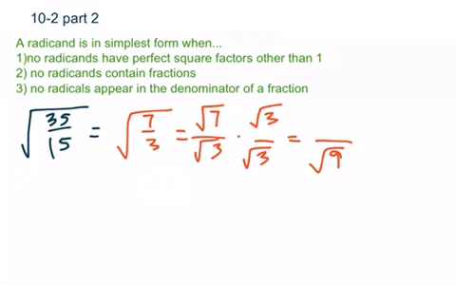Up top, I'm going to do the square root of 7 times the square root of 3, which is the square root of 21. So now I've got the square root of 21 over the square root of 9. We simplify that, and the denominator is equal to 3. Now that is in simplest form.